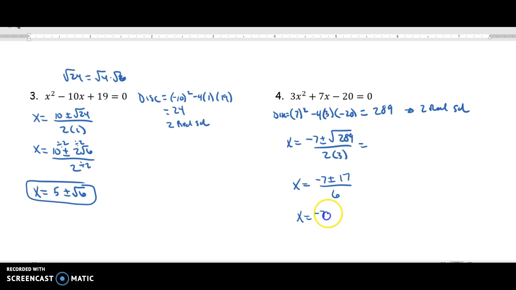Now we can break this up into two problems. Negative 7 plus 17 all divided by 6. That'll give you 10 over 6, which reduces to 5/3. So that's one solution. The other one is negative 7 minus 17 divided by 6, which gives you negative 24 over 6, which is negative 4.